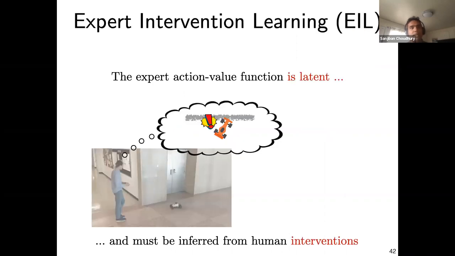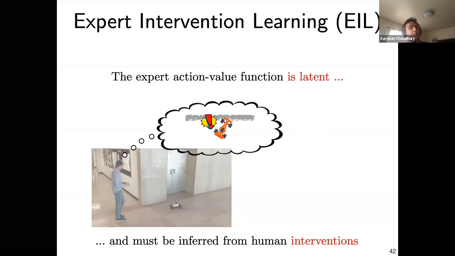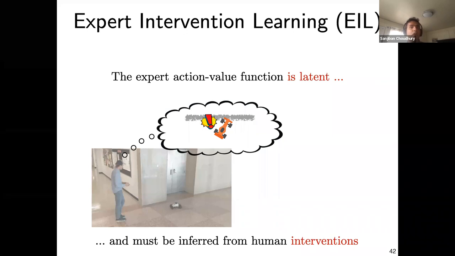And so the insight is that the human presumably has in their minds this latent value function that captures the cumulative cost of taking actions and acting optimally thereafter, right? So every time they're intervening, they're giving us some information about this latent action value, right? Even when they're not intervening, they're telling us something about the action value. For example, hey, you're good enough. And so our approach, EEL, exploits this insight. So I'll go through a little bit of math to communicate how we set this up.